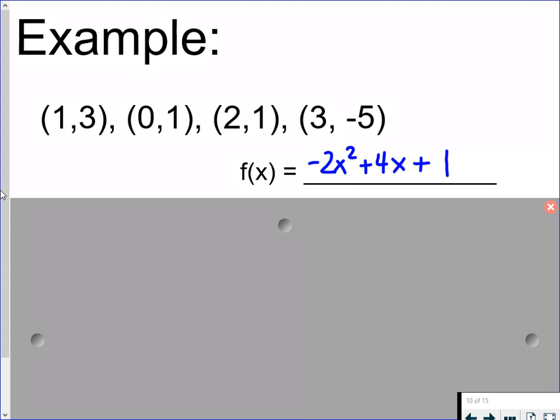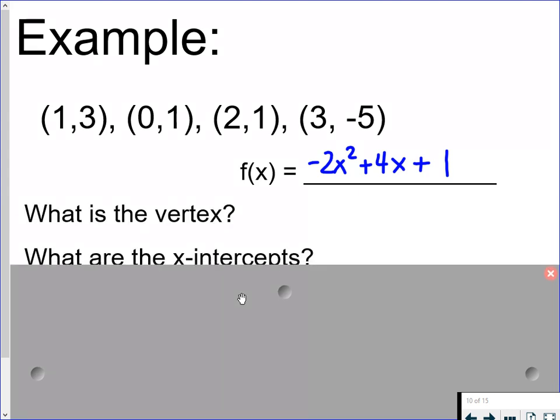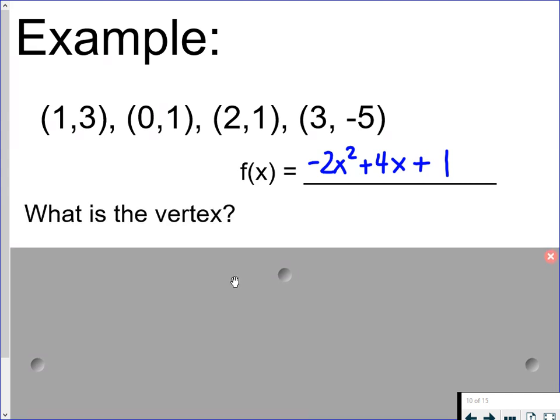Okay? So if we have an equation and I wanted to know the vertex, right now we don't quote unquote know anything, even though you learned it in Algebra 1. So go to your y equals in your calculator and let's plug in that equation that we got.